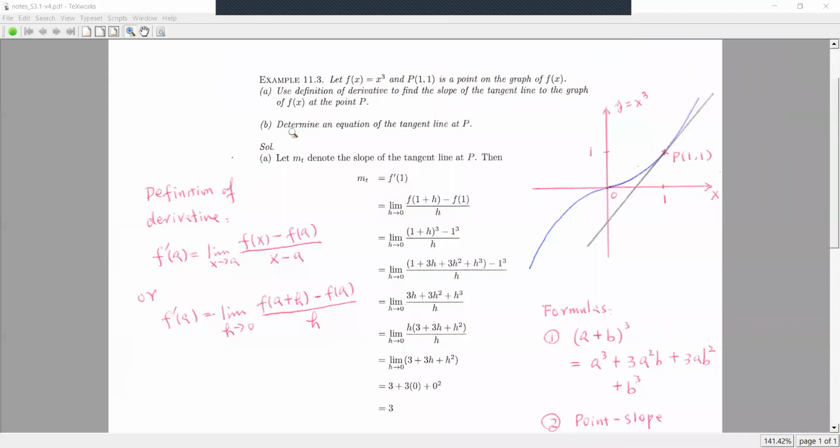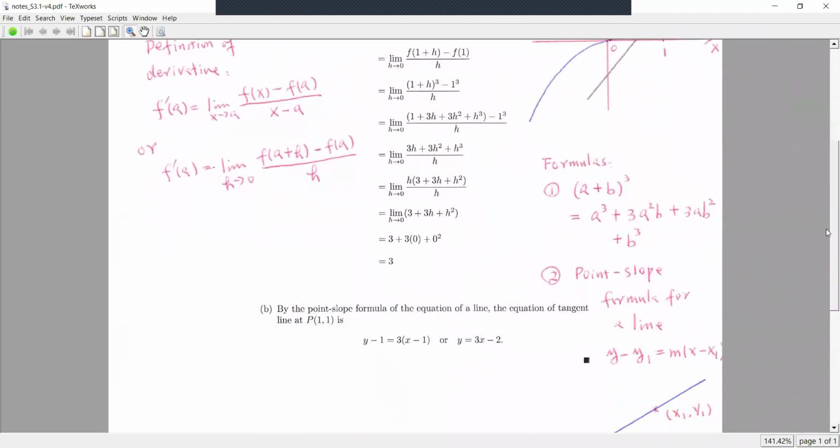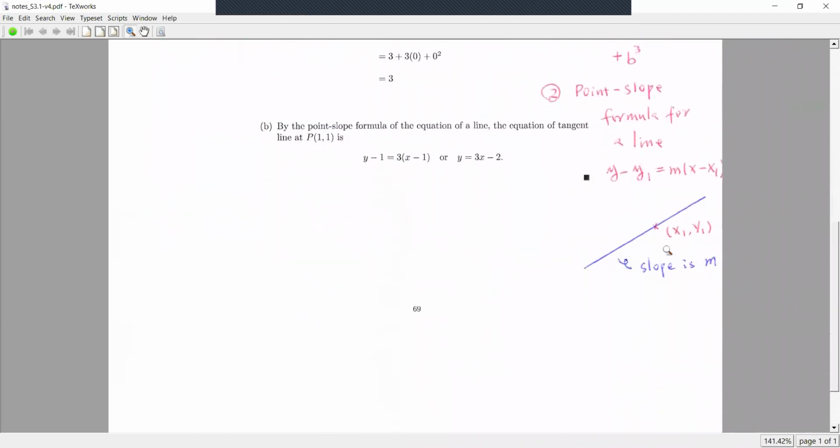Now, part B. Determine an equation of the tangent line at the point P. About this tangent line, now we know the slope of the line. The slope of the line is 3. And also we know one point on the line. The point is point P. So we can use the point slope formula to write down the equation of the line.